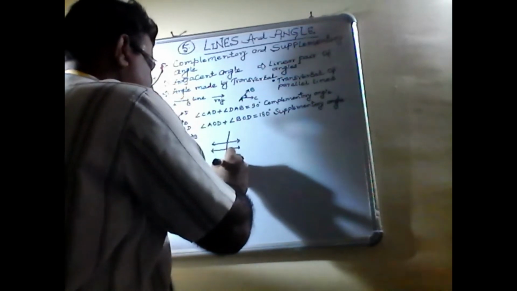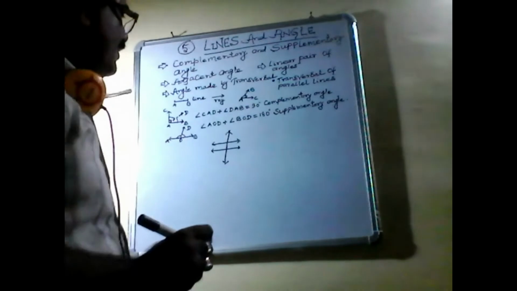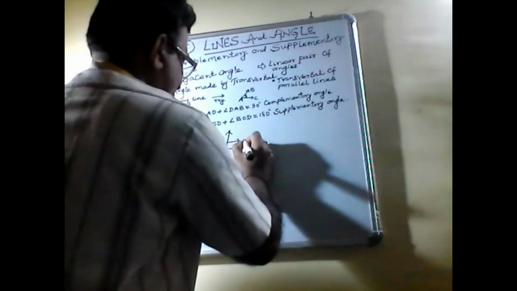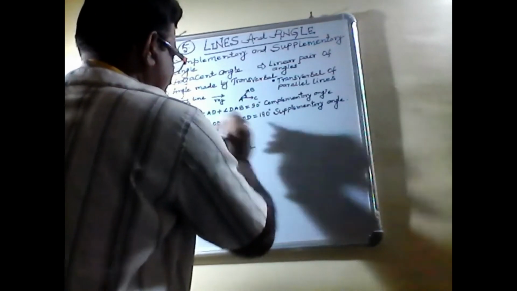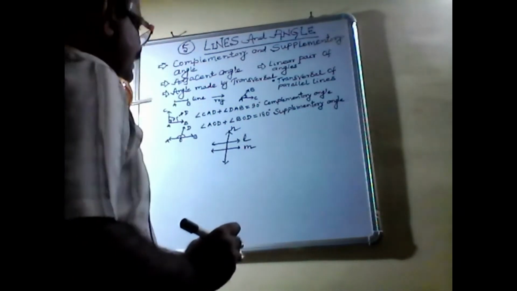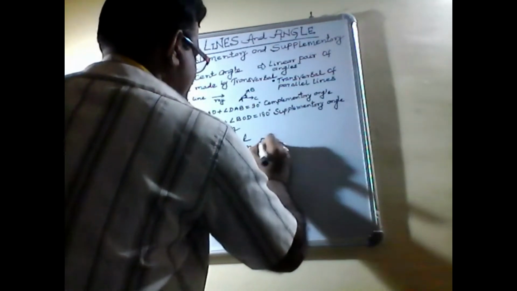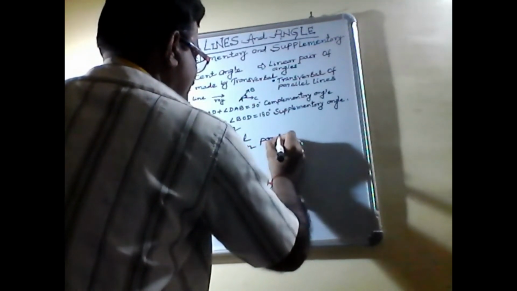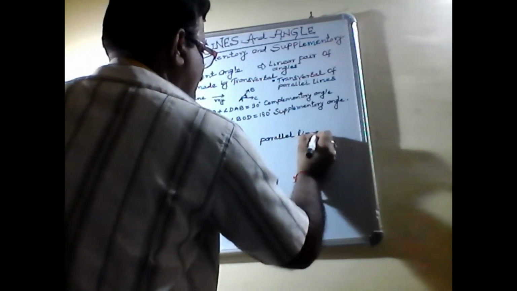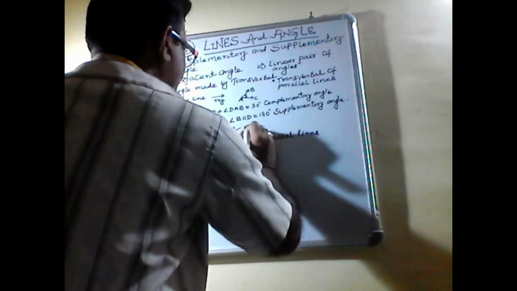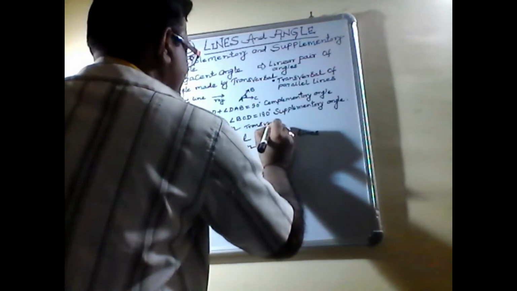this is called a transversal line. So these are the parallel lines. Suppose this is L, this is M, and this line is N. This is called parallel, and these are the parallel lines. And N is called the transversal line.